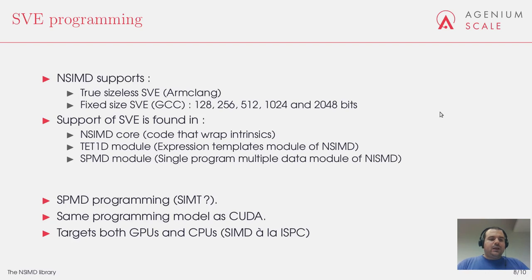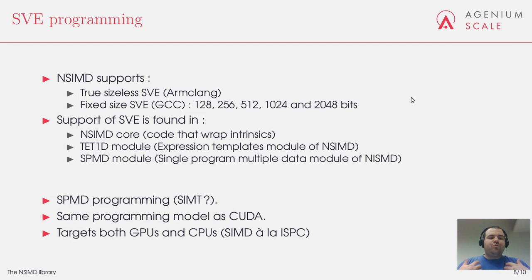Then I will end this talk with SVE programming and NSIMD. NSIMD supports two ways of doing SVE. SVE can be done, let's say, with Arm's way as a truly sizeless way of doing things, which means you don't know the SVE vector size at compile time. You only know it at runtime. But GCC chose a different approach. You have to know the SIMD vector size at compile time. And you have little choice: namely, you have the choice only between these numbers.